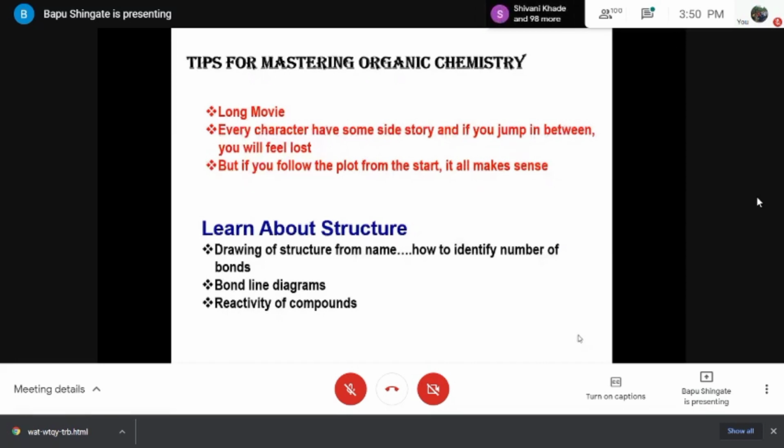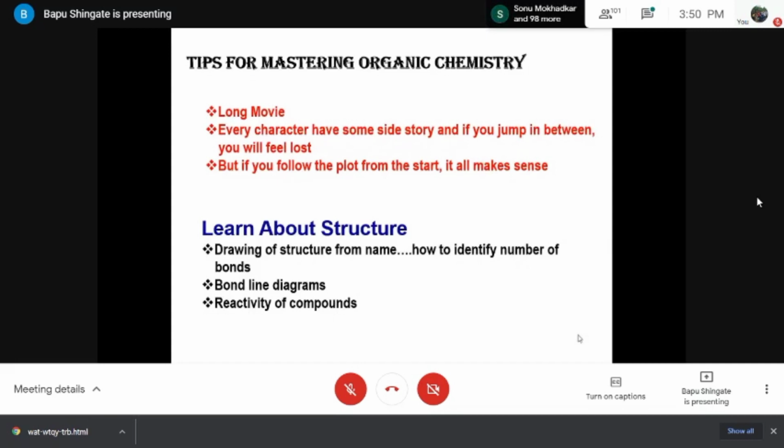Then the next important point related to structure. In earlier days, we used to write CH3, CH2, CH2, CH2, CH3 like that. But nowadays, we have to draw borderline diagrams. We draw like that because we have to reduce the space as well as the time, so we can save a lot of time. And you should be able to draw the structure of any organic compound, whether it is phenol, aldehyde, ketone, alcohol, acid, ester, anhydride, amide, amines, nitro, cyano, whatever it may be.